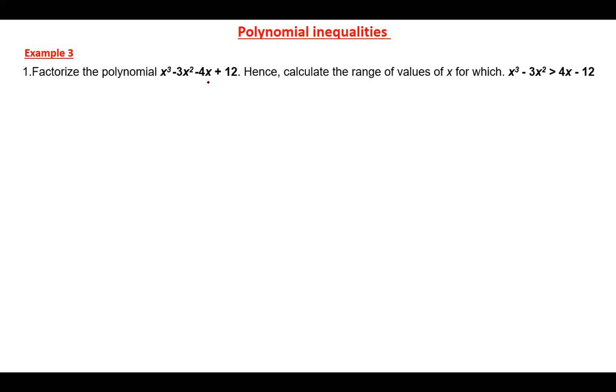So let us try x being equal to 1. When you put 1 there, you get 1 minus 3, you get negative 2, minus 4, you get negative 6, plus 12 gives you 6. It's not giving you 0, so that one is not accepted.